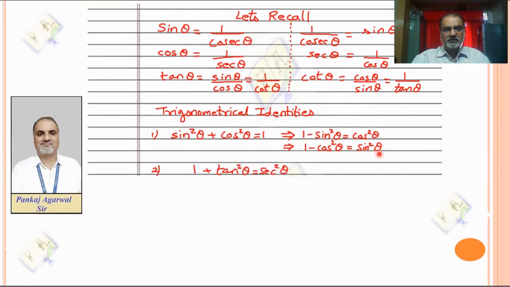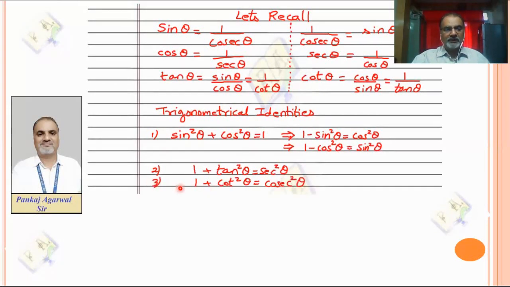The second trigonometrical identity is 1 plus tan square theta is equal to sec square theta. It can also be written in 2 more forms. And the third trigonometrical identity is 1 plus cot square theta equal to cosec square theta. This can also be written in 2 more ways.